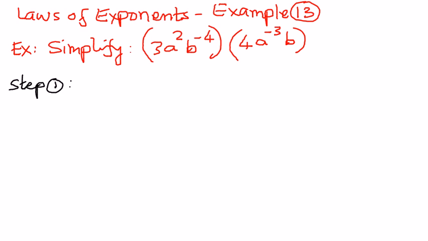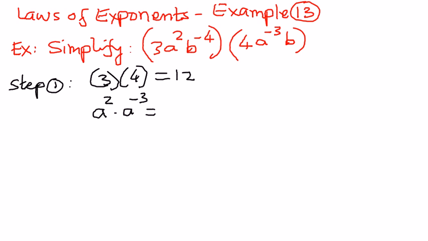First, we want to write all the similar looking terms together. So we'll write the coefficient terms together first: 3 times 4, which is equal to 12. Then we have a to the power of 2, and then a to the power of negative 3. Since the bases are the same, we can write the base once and combine the powers. Therefore, we can write this as a to the power of negative 1. We can write this as 1 over a to the power of positive 1, or we can just write it out as 1 over a.